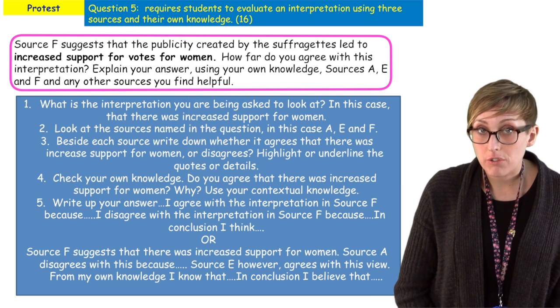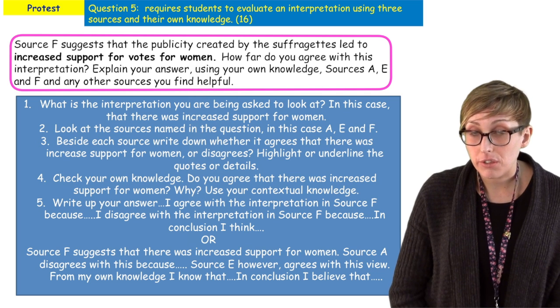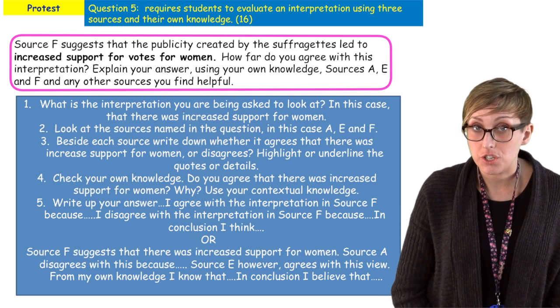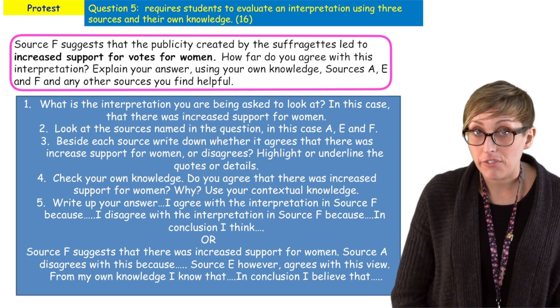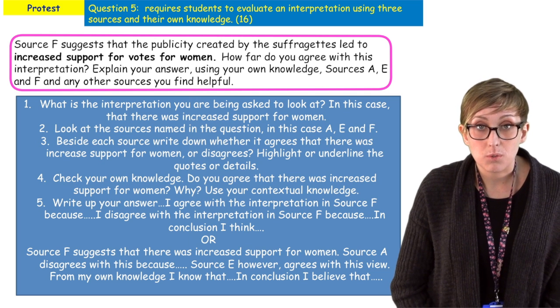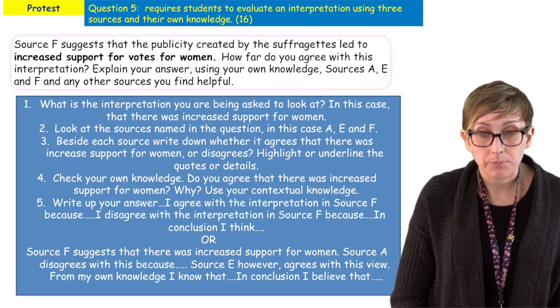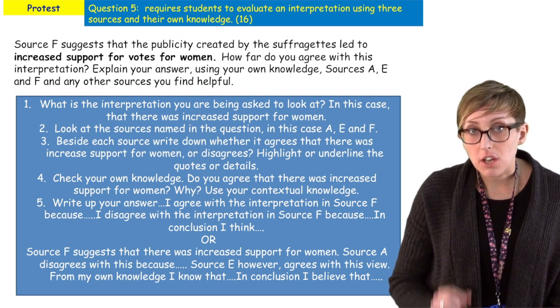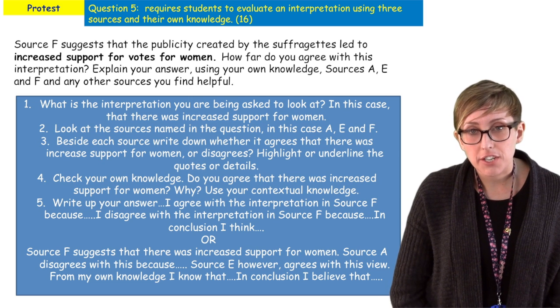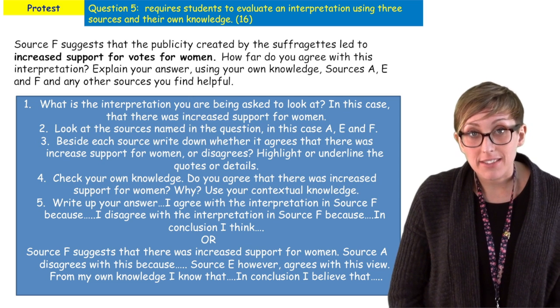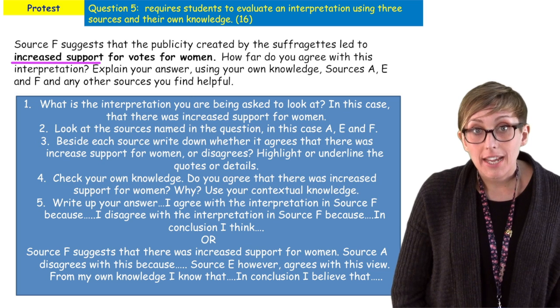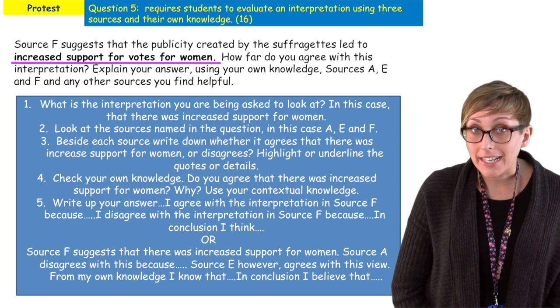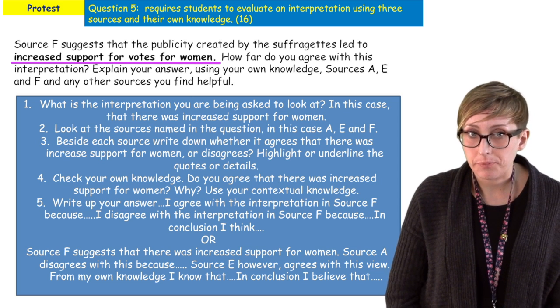You have to use your own knowledge and you have to use the 3 sources they indicate in the question, in this case A, E and F. You could also use some of the other sources if you find them helpful. So the first thing you need to do is underline the interpretation that you are being asked to look at. In this case, the interpretation is that publicity created increased support for women.